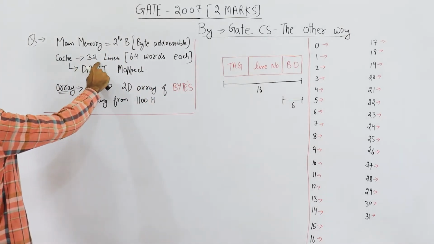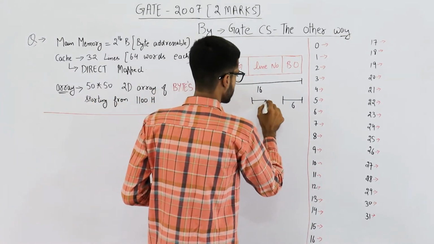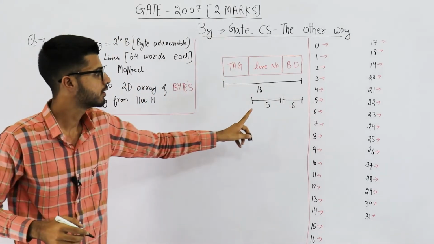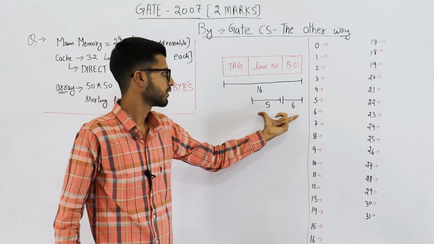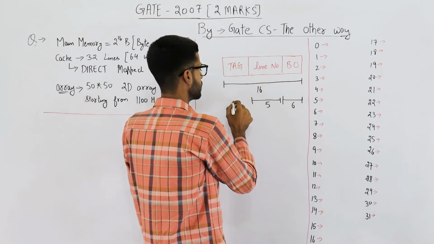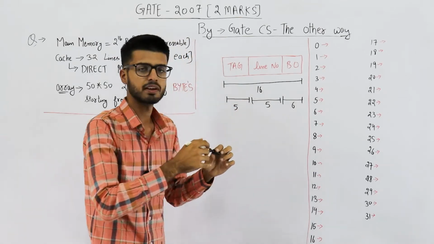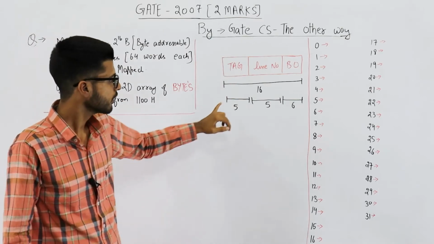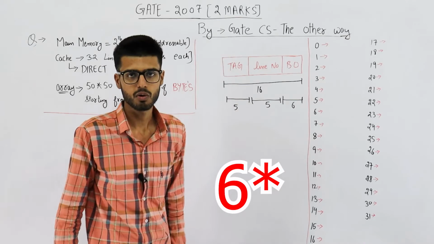Then cache has 32 lines. Obviously, line number field will be 5 bits, because to identify one line from a total of 32 lines, you need 5 bits. Then 5 plus 6 is 11. 16 minus 11 will be 5. Okay. So this is how we are splitting the physical address according to the question. 5 bits tag, 5 bits line number and 6 bits block offset.